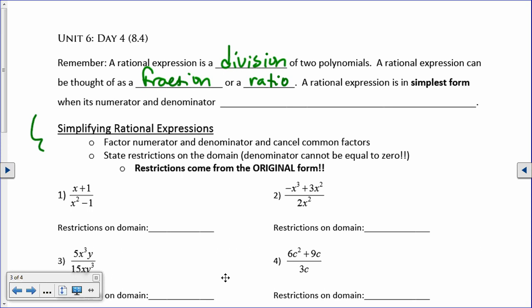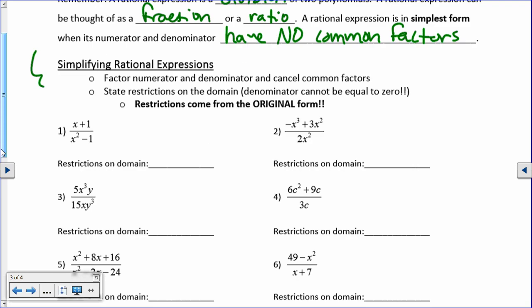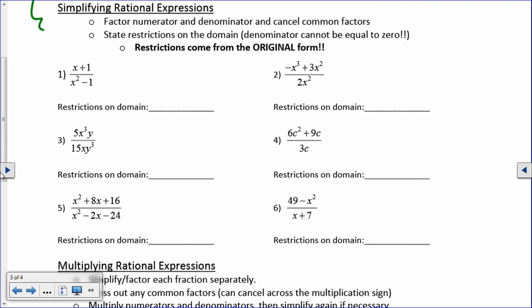So a rational expression is in the simplest form when its numerator and denominator have no common factors. So that's why we're going to factor it and then cancel stuff out. It will be in simplest form once you factor everything and then cancel the things that they have in common. That's what we're going to be doing in this first section, simplifying rational expressions. So the process here is pretty straightforward. You're going to factor the numerator and denominator and cancel anything that they have in common. And then we're going to state restrictions.